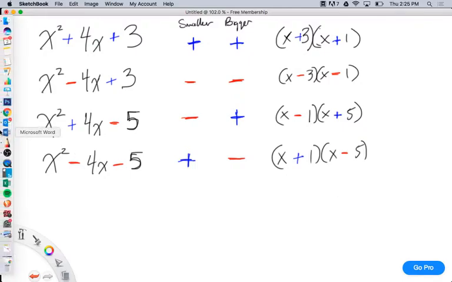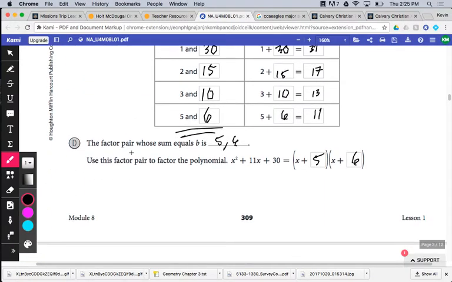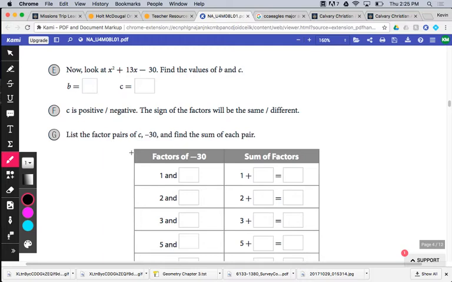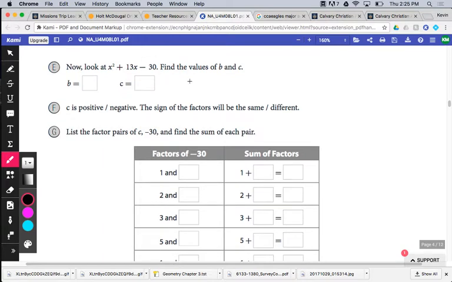Good. Now, go ahead, factor this one, x squared plus 13x minus 30. You don't have to do it with the whole table thing, just do it. X squared plus 13x minus 30.